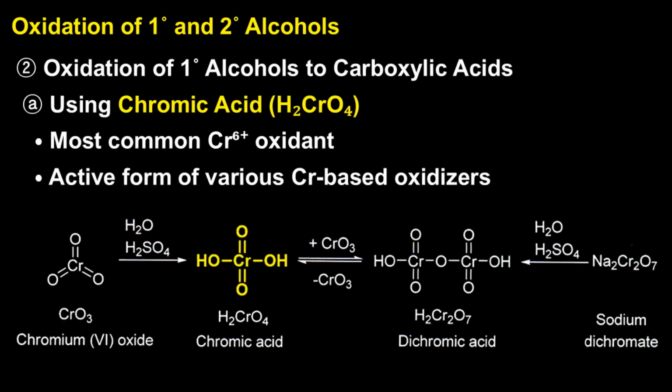One of the most common ways to oxidize primary alcohols to carboxylic acids is by using chromic acid. It's a chromium-6 oxidant, and we usually make it in situ by mixing chromium trioxide with water and sulfuric acid. Other chromium-based reagents, like dichromic acid or sodium dichromate, work in the same way. They all generate the same active Cr6+ species. So when we talk about chromic acid oxidation, we're really referring to this whole group of chromium oxidants that behave similarly.